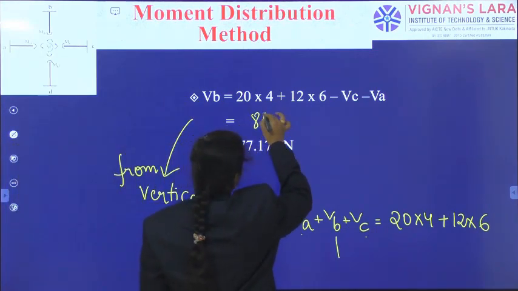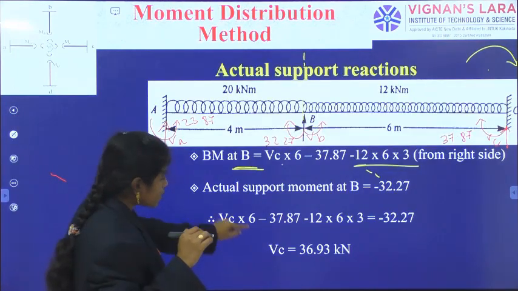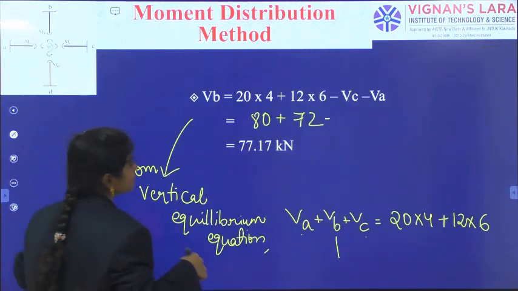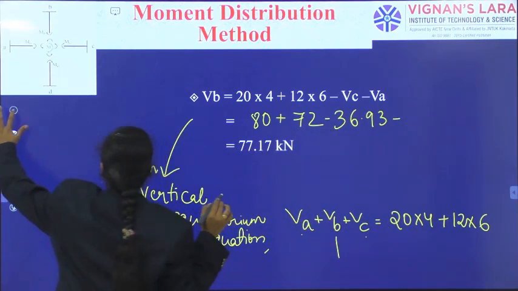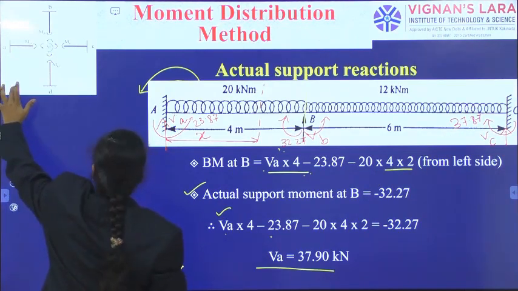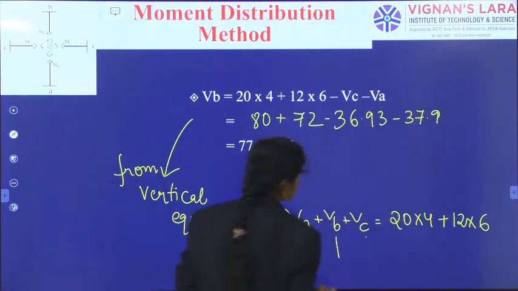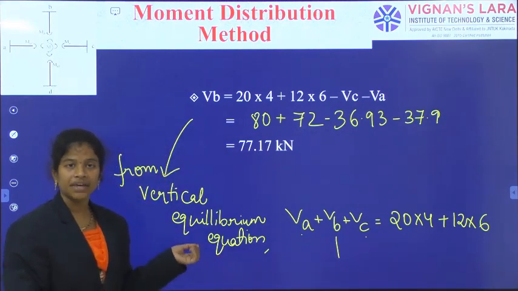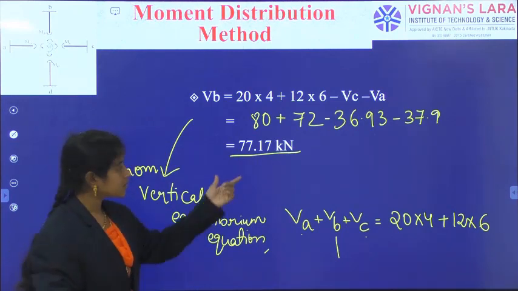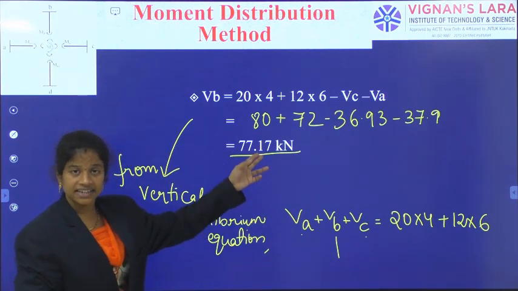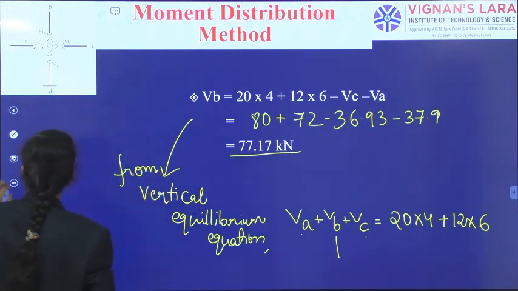So, 80, 72 minus, how much we have got for VC? 36.93. VC is 36.93 and VA is 37.9. So, with this, we have got VB, vertical reaction at B as 77.17 kilonewtons. Okay, so this is 77.17 kilonewtons is indicated, and finally, the overall support reactions will be written like this.